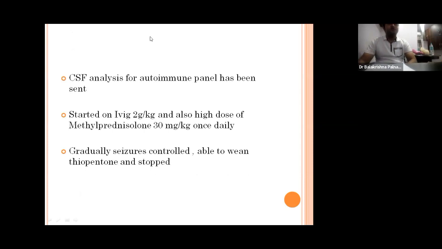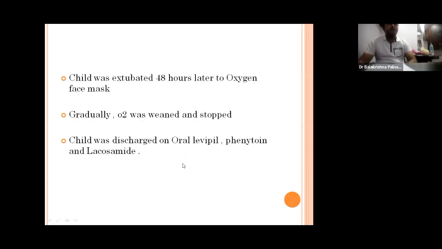So CSF analysis has been sent, and we have started the child on IVIG 2 gram per kg, and started IV methylprednisolone 30 mg per kg. Gradually, the seizures were controlled. We were able to wean the thiopentone and stopped. Child was extubated 48 hours later onto oxygen face mask. Gradually, O2 was weaned and stopped. The child was discharged on oral levetiracetam, phenytoin, and lacosamide.